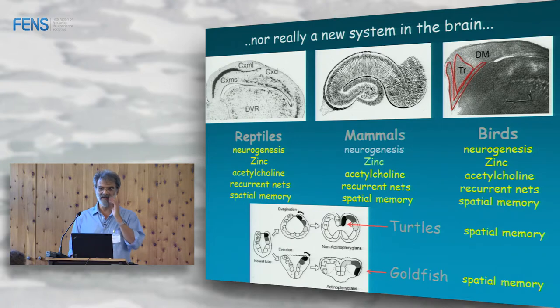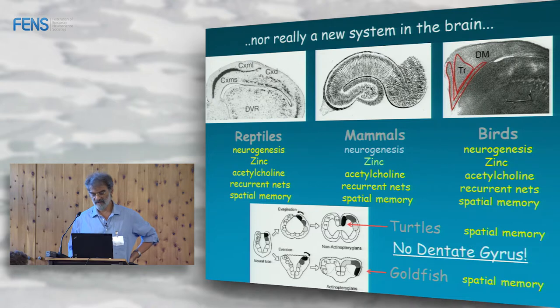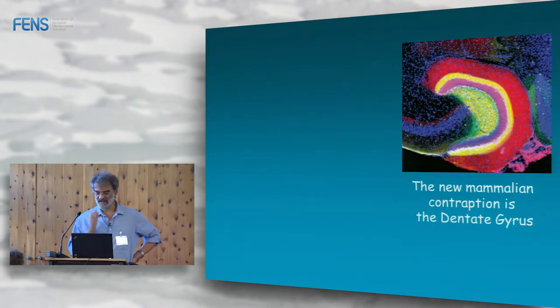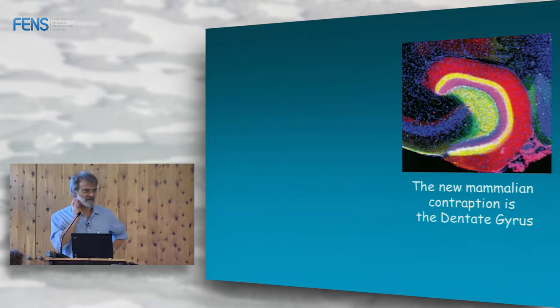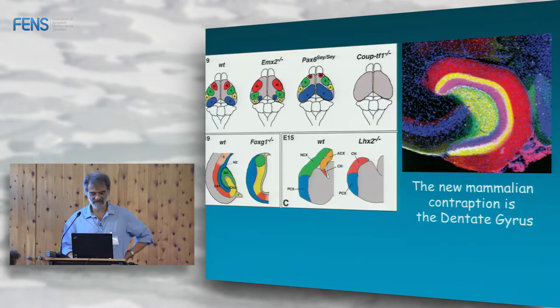So, amazing conservation of function in the face of a sharp transition in the internal structure of the hippocampus. Then what is it that turtles and goldfish clearly do not have that we have? Well, the dentate gyrus. The dentate gyrus is really the mammalian contraption, the new device that was invented in mammalian evolution at the differentiation from our reptilian ancestors.